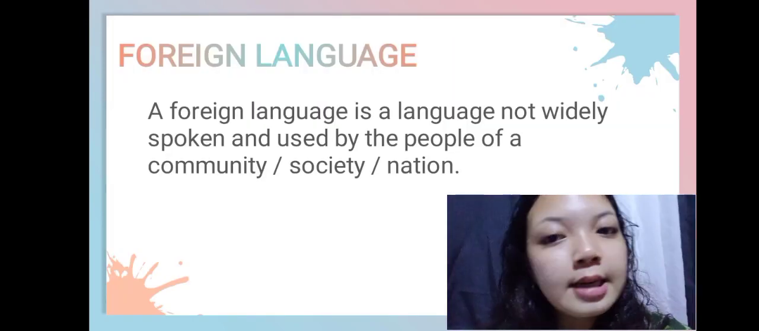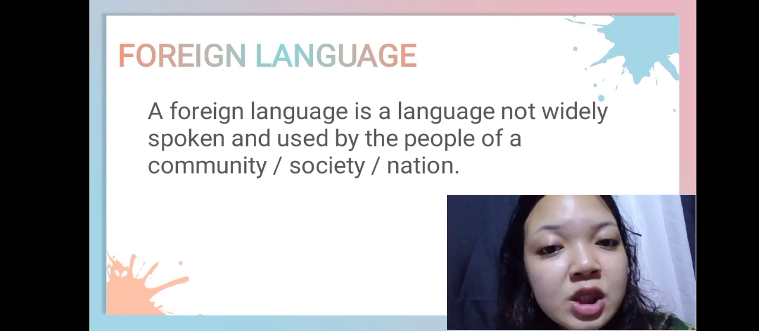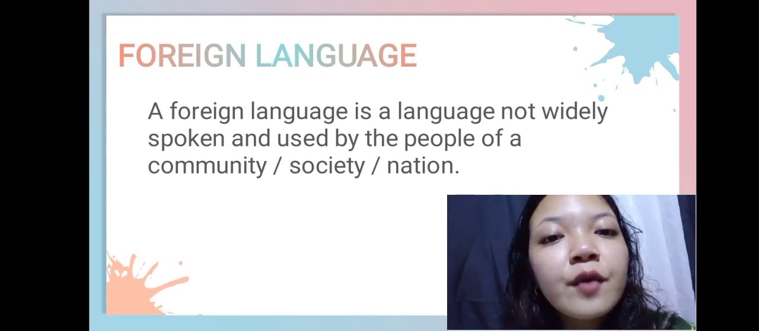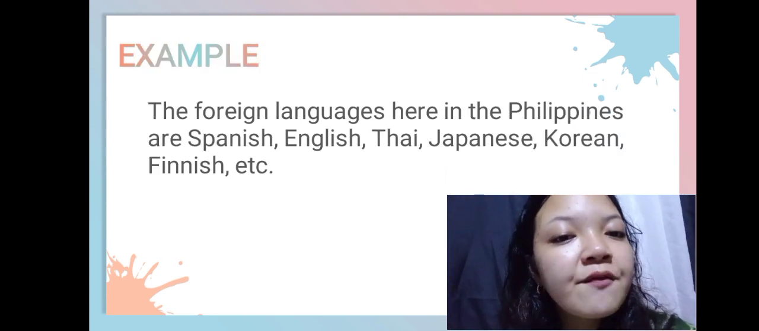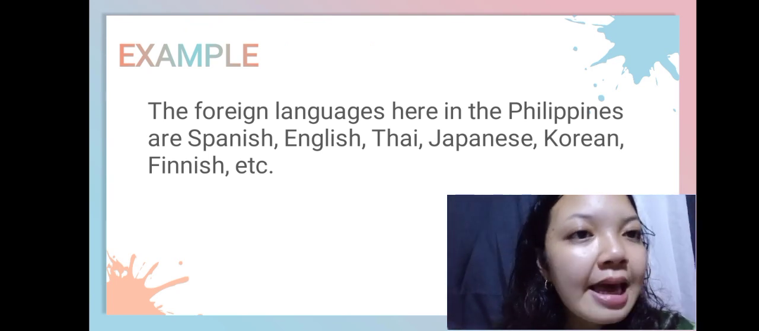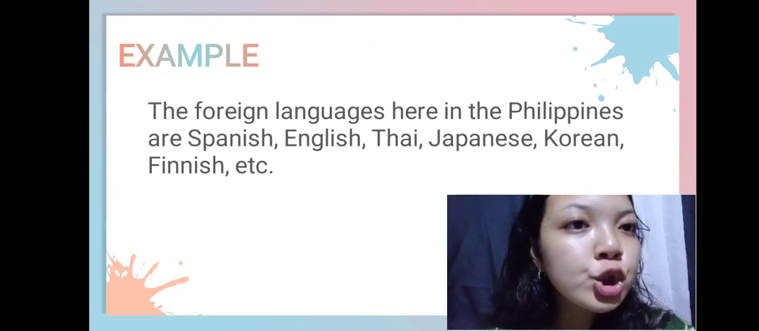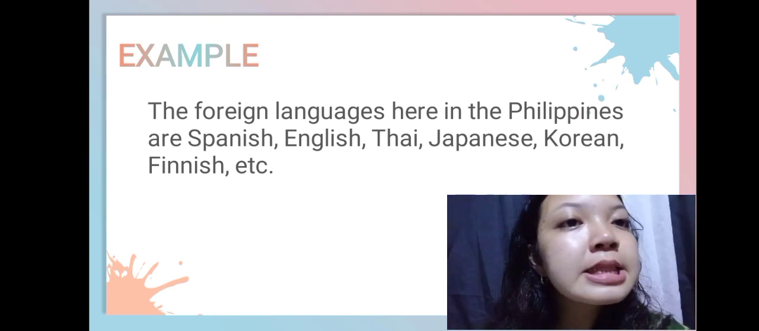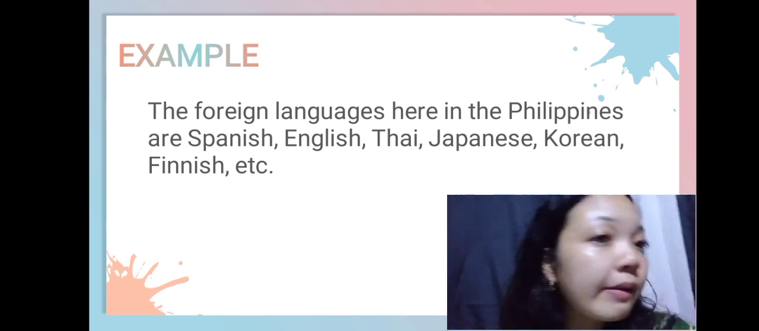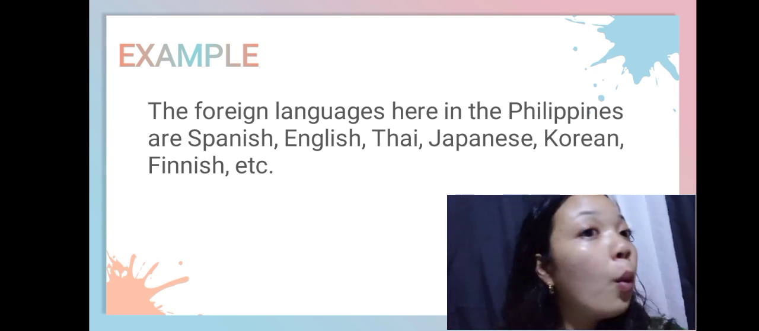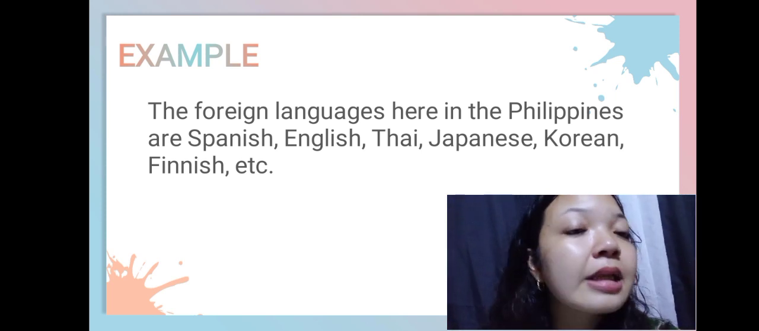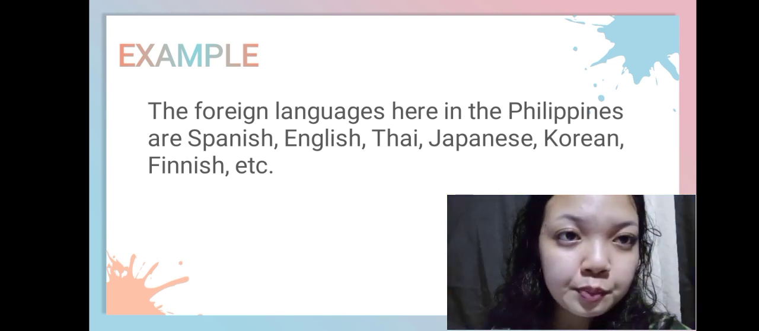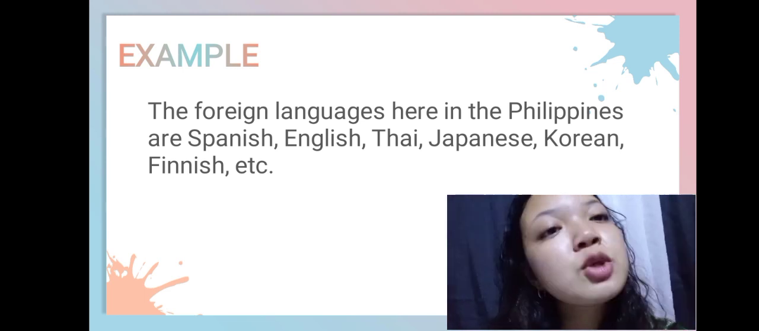When we say foreign language, it is a language not widely spoken and used by the people of a community, society, and nation. For example, Spanish is a foreign language in Canada. So in Canada, they don't speak Spanish, right? So when they hear the language Spanish, it's new to them. They're not familiar with that one. Why? Because in Canada they speak English, and when they hear people talking Spanish, for them Spanish is a foreign language.